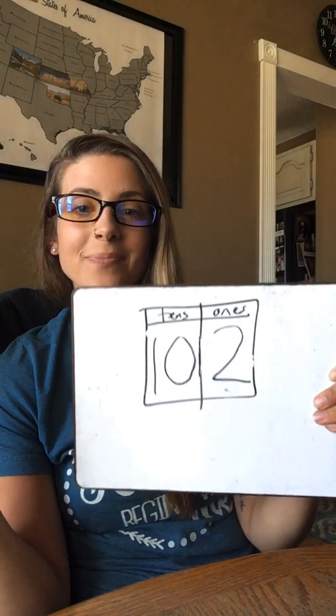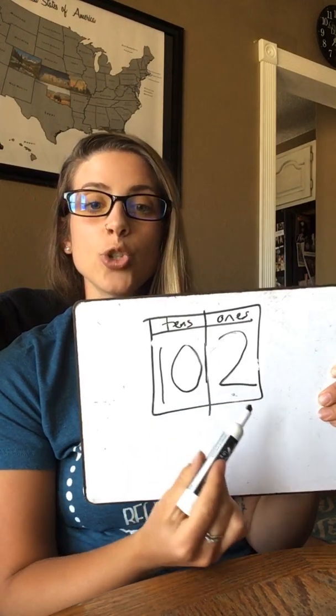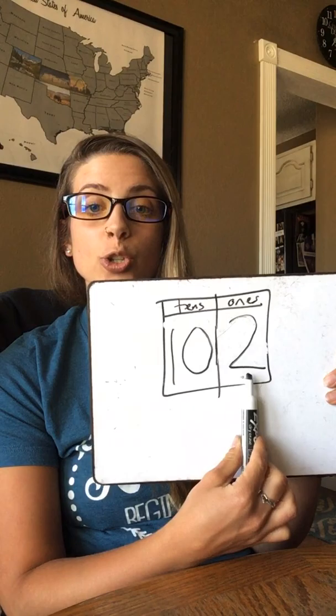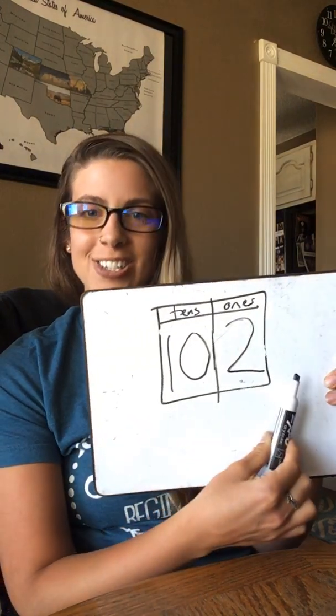All right, what's my number? I have a 2 in the ones place and 10 in the tens place. What's my number? Show and tell me in 3, 2, 1. This is what number you should have: 10 in the tens, 2 in the ones, and the number is 102. All right, last one.